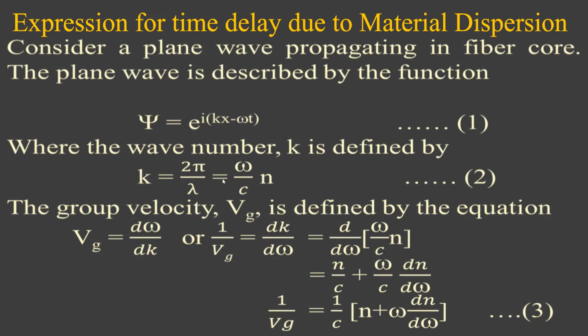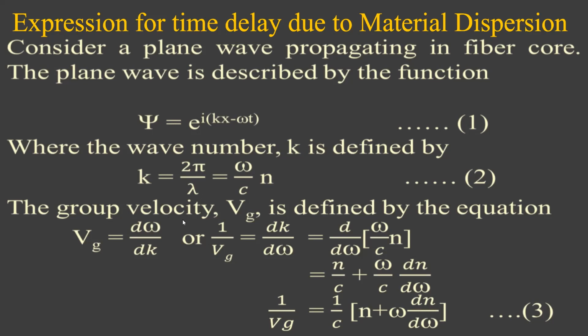And this can be written as omega by c into n. Because omega is equal to 2 pi f, you are multiplying and dividing by f here. So 2 pi f becomes omega, and f lambda is c. In this way, you can rewrite this equation in the form omega by c into n, where n is the refractive index.